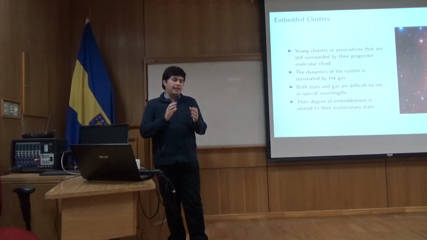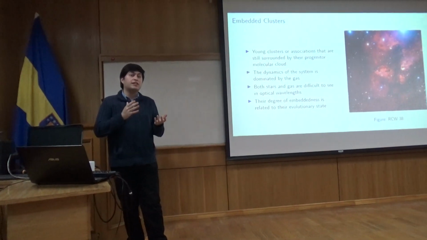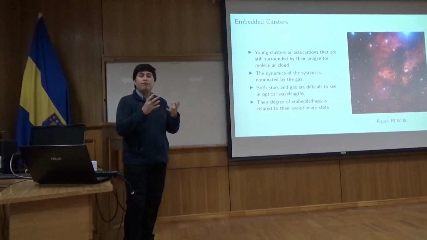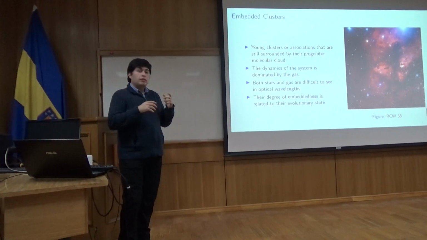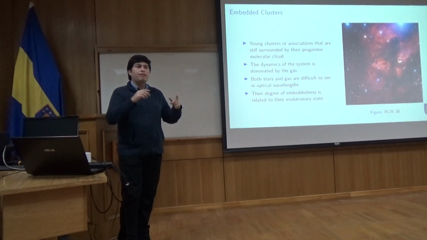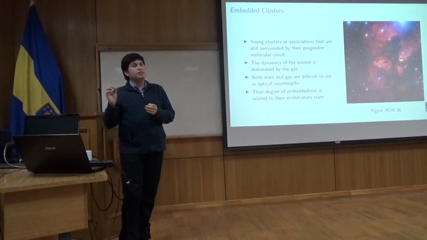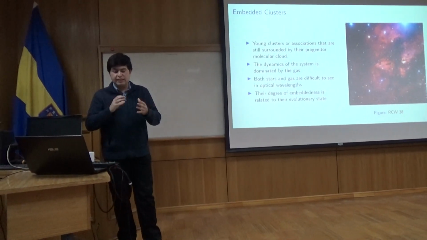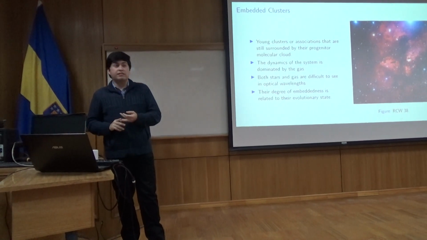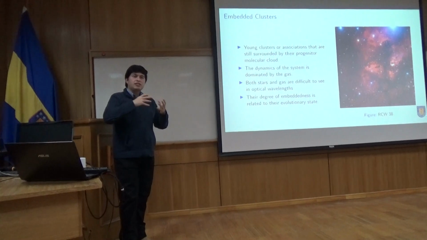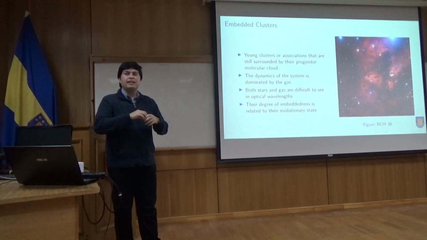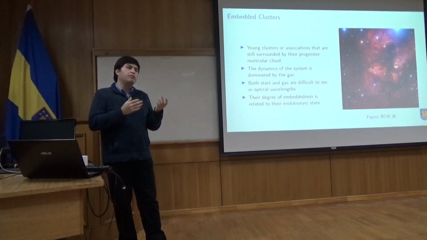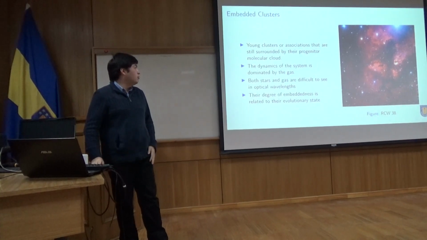Embedded clusters are the young stage of a star cluster. They are called embedded because these stars are still inside the gas cloud that is forming them. Most of the mass of the system is still in the form of molecular gas, and only a few percent can be found as stars. So the dynamics of the system, the gravity that the stars are feeling, are dominated by the gas and not by the stars. Since these kinds of clusters are still inside the gas and molecular cloud, they are very hard to see in the optical, and so they have to be observed using infrared telescopes.